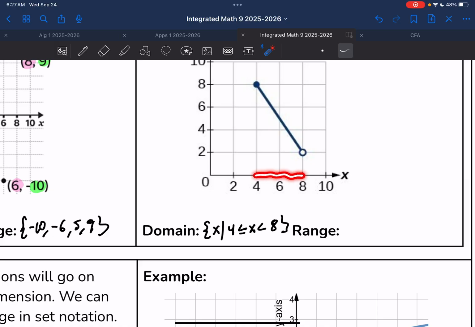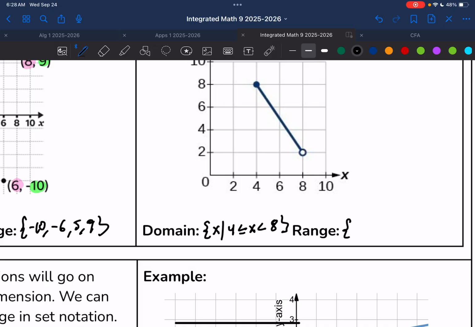The domain is from 4 to 8, and in this line you would read this as all values x. The curly brackets mean we're looking at the set that contains all values x such that, or where, this horizontal line means we're putting a condition, we're given more information, subject to the condition that x is within this range, or within this interval. Let's not mix up our words there.